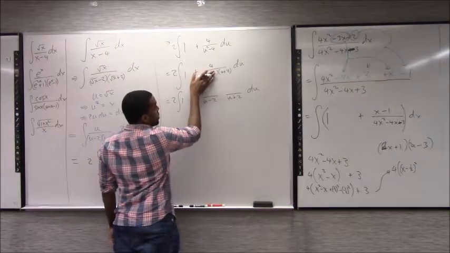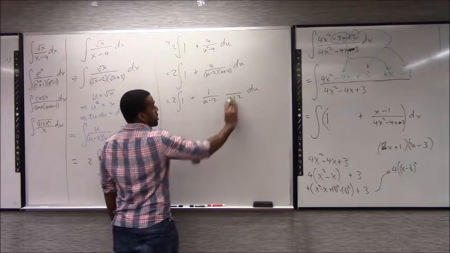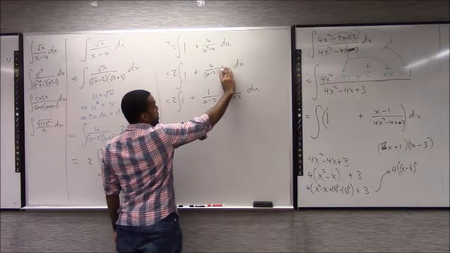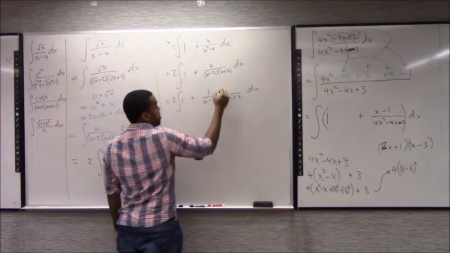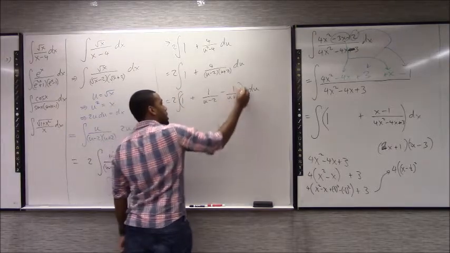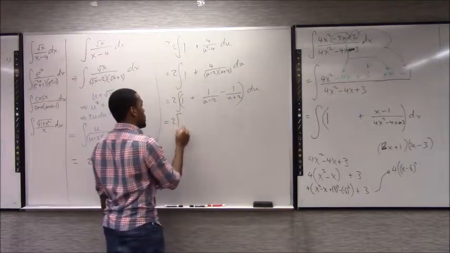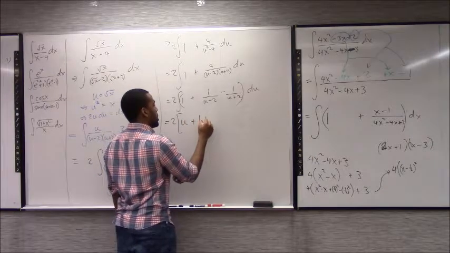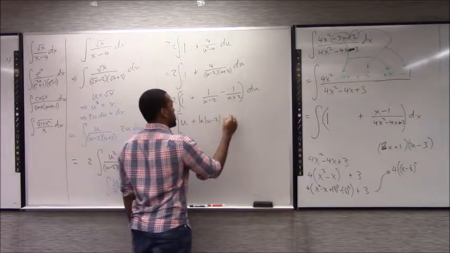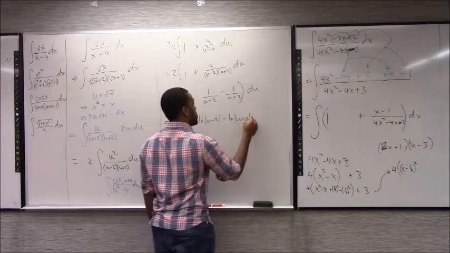Cover that up, plug in 2, you get 1. Cover this up, plug in minus 2, you get minus 1. So that's actually that guy. That's the partial fractions. So this would be 2 times u plus ln of u minus 2 minus ln of u plus 2.